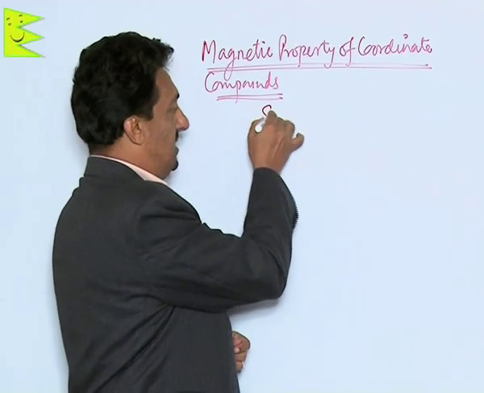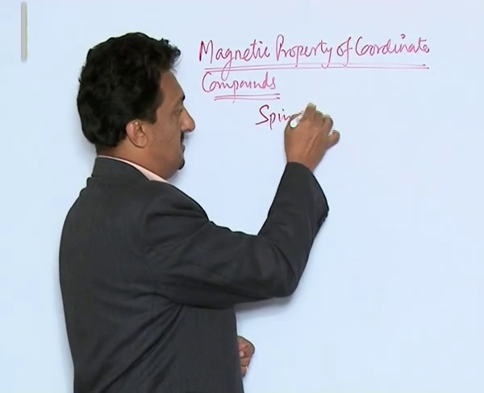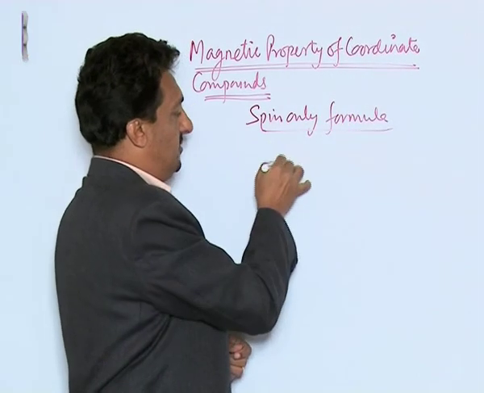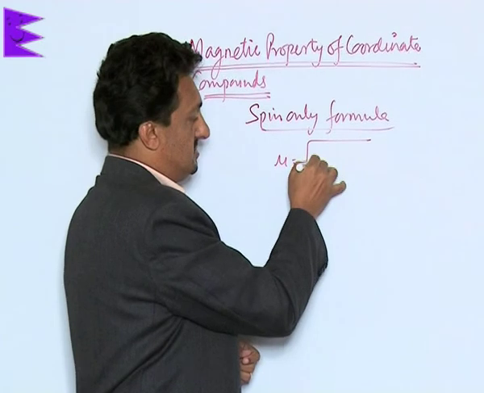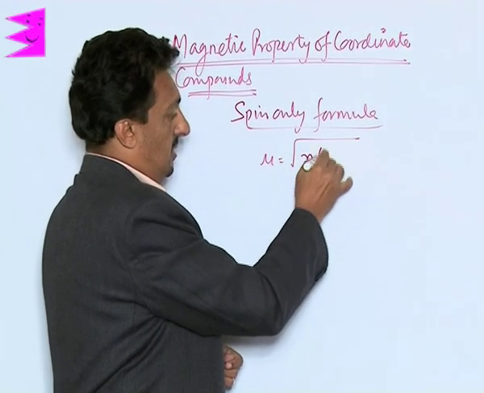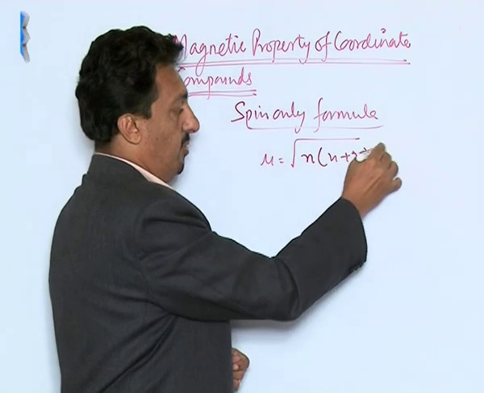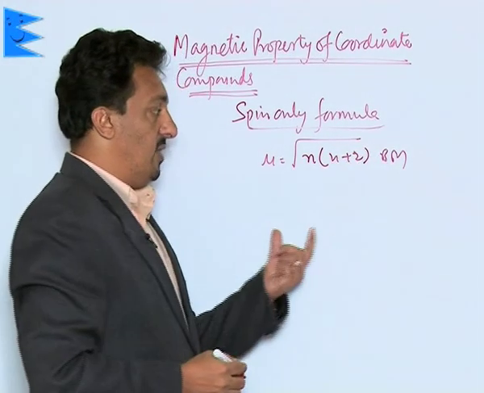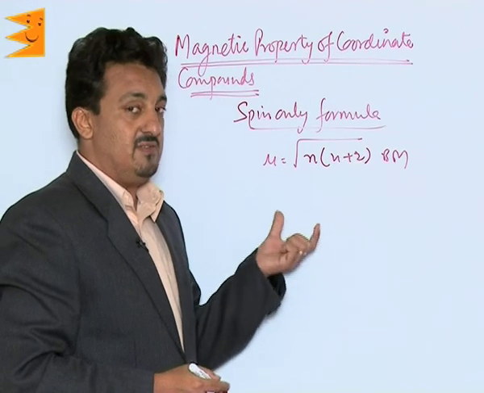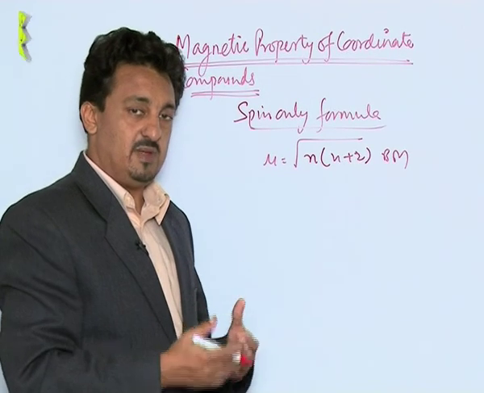Now, what we need to know is that the magnetic property of the coordinate compounds is explained by using the spin-only formula. This formula is used to find out the magnetic moment, which is under root n into n plus 2 Bohr magneton. Now, whatever the magnetic moment data we get experimentally, on the basis of that we can easily predict what sort of properties are taking place.